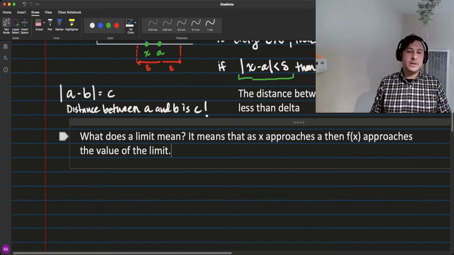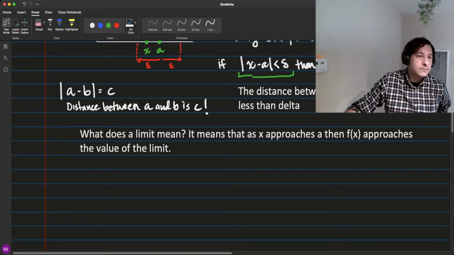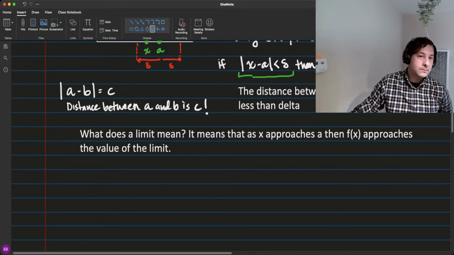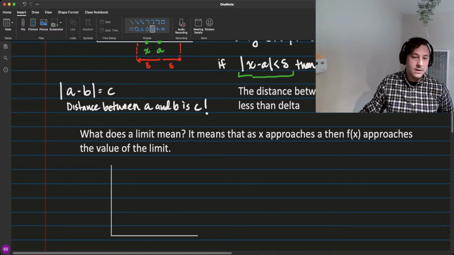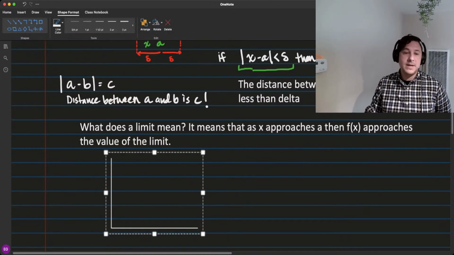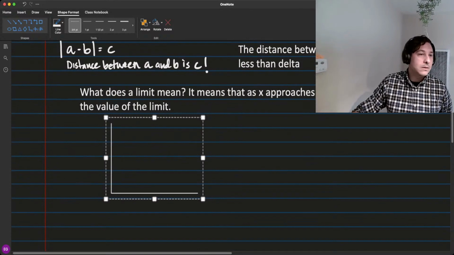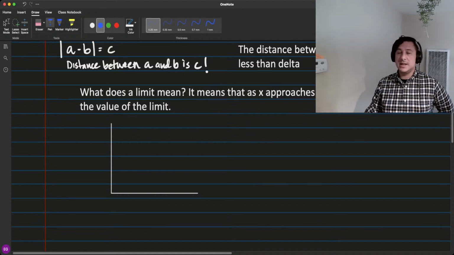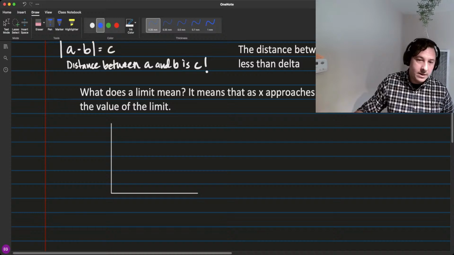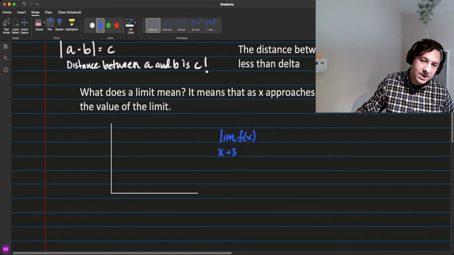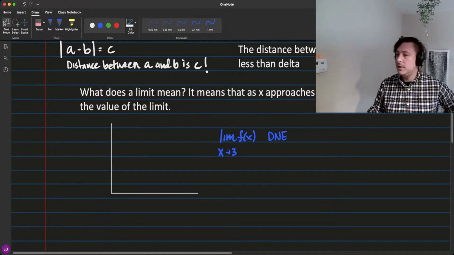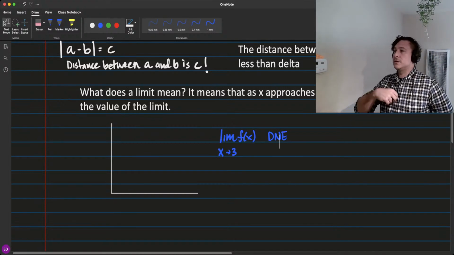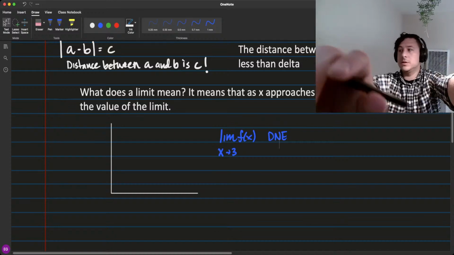So let's look at an example where this breaks. What's the sort of behavior that would make a limit not exist? How should I draw a function so that, let's just say I want the limit as x approaches 3 of f of x to not exist. What can I draw to make this true? What would I have to draw in my function?